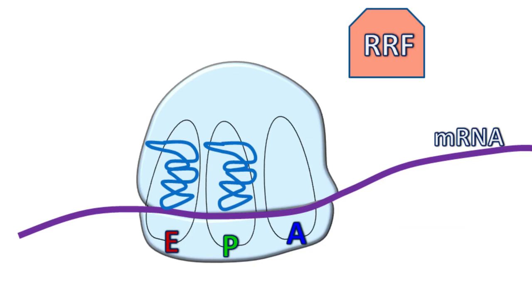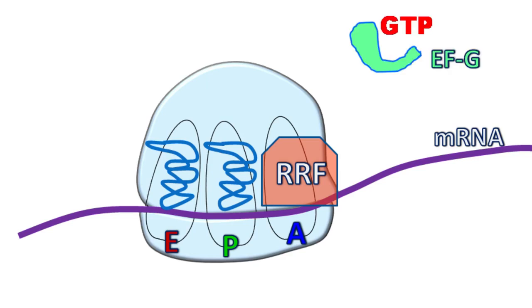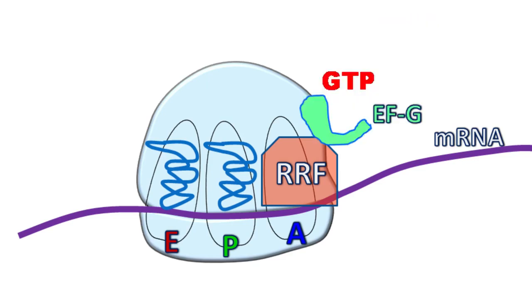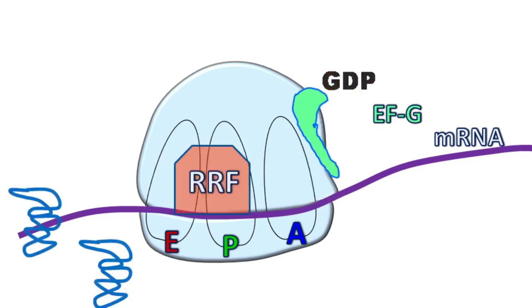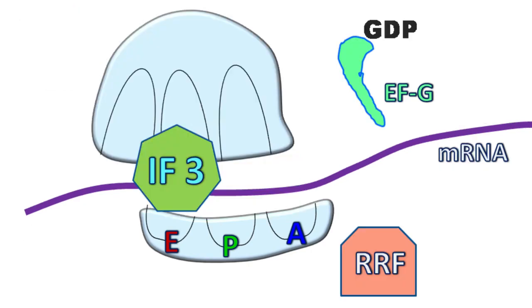Once the polypeptide chain and RF3 get dissociated, RRF binds at the A site. In presence of elongation factor EF-G, the RRF releases the two uncharged tRNAs from the E site and the P site. And when finally IF3 binds to the 30S subunit, the translational machinery gets dissociated.